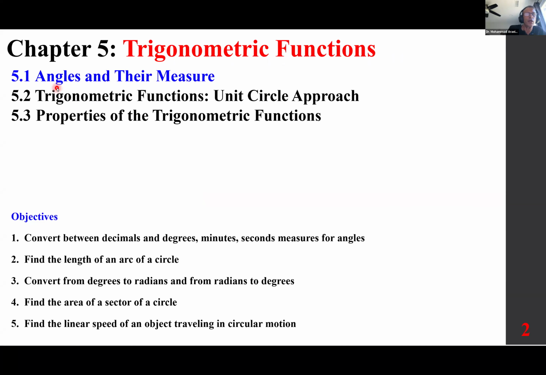All right, so we are going to cover 5.1, angles and their measure, and here are the objectives. Convert between decimals and degrees, minutes, seconds measures for angles. Find the length of an arc of a circle. Convert from degrees to radians, and from radians to degrees. Find the area of a sector of a circle. Find the linear speed of an object traveling in circular motion. So those are the ones that we're going to cover for this section.